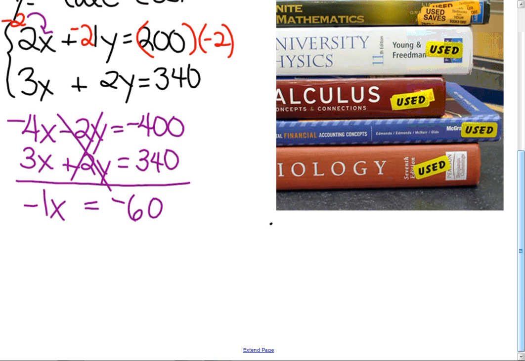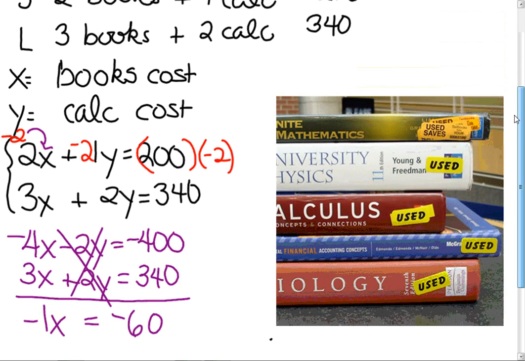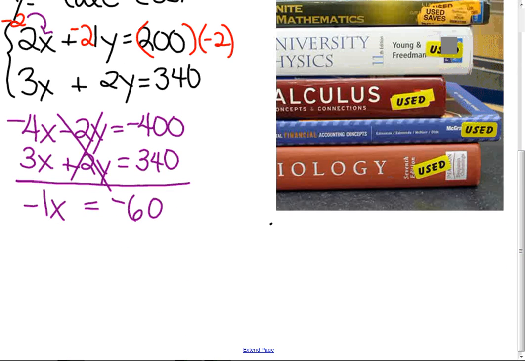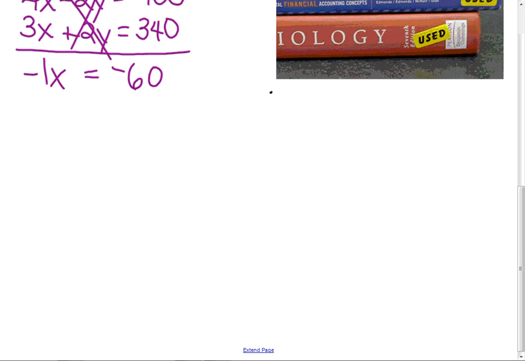And if you forget the negative, your answer is going to be negative, and that doesn't make sense. X stood for the cost of the book. It can't be a negative number. That means they're going to give the book to you and give you money. And then we divide by negative 1. So X equals what? 60. So each book costs $60, and you really should answer the question.